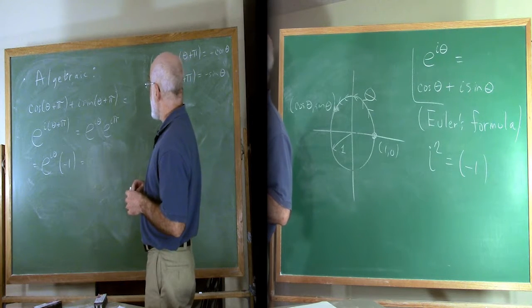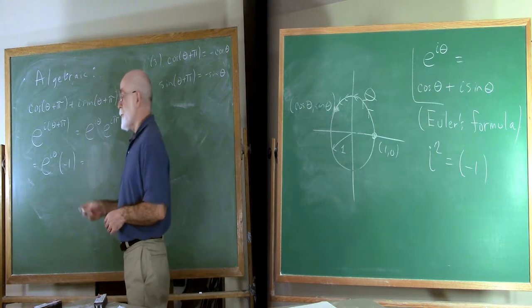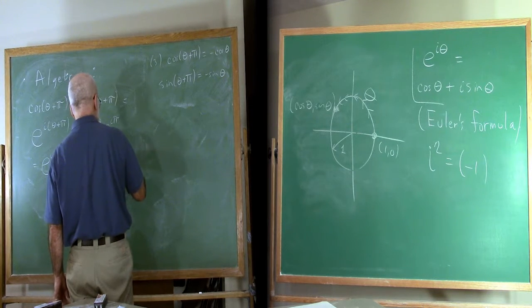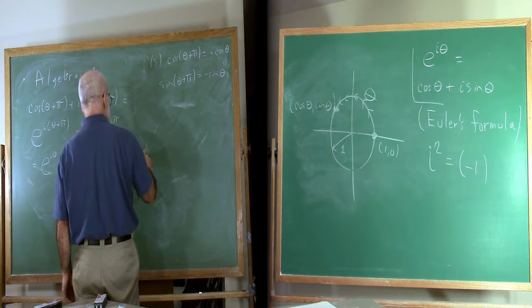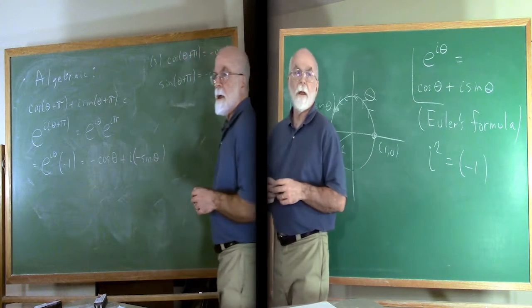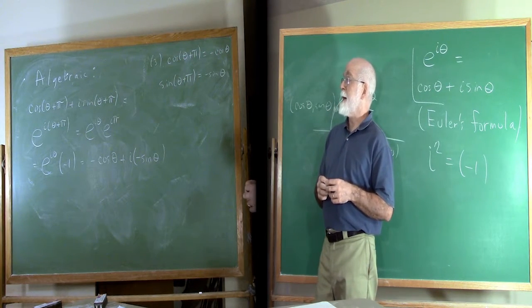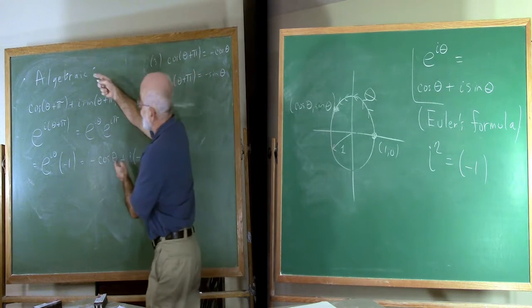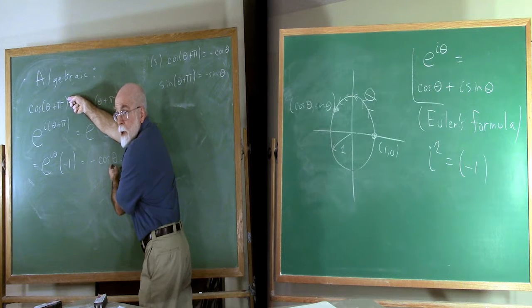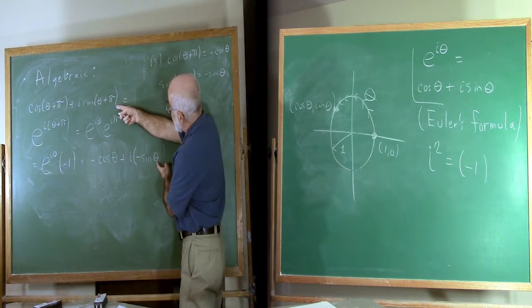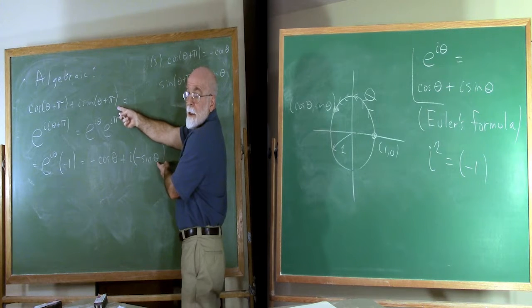Using Euler's formula, but multiplying through by -1, you get negative cos theta plus I times negative sine theta. And just like with 2 pi, for these two things to be equal, the stuff without the I has to be equal, and the stuff attached to I has to be equal.